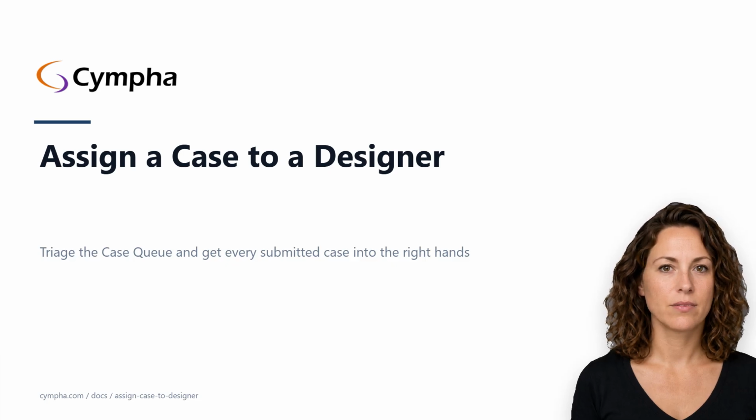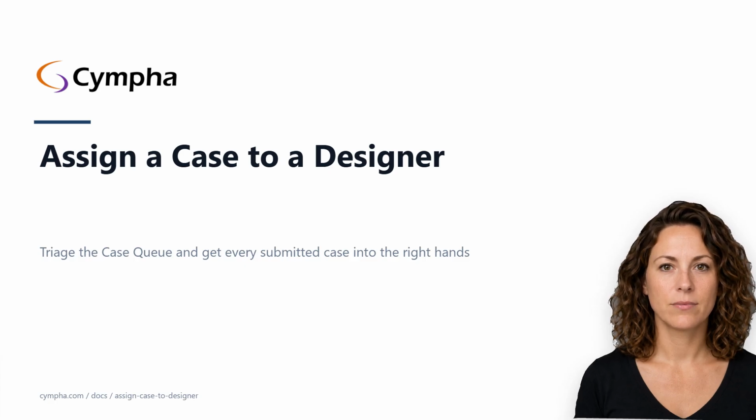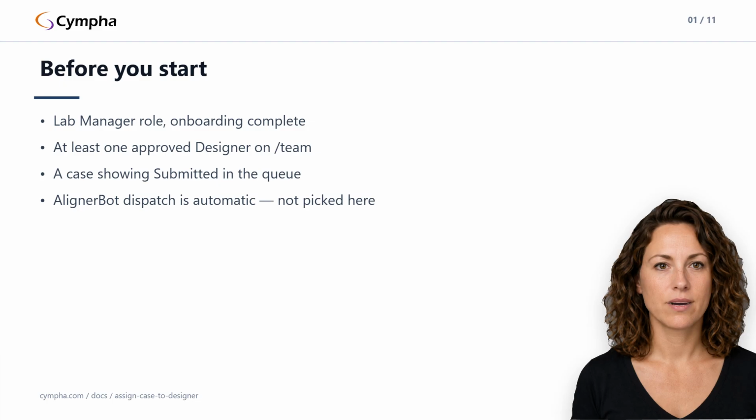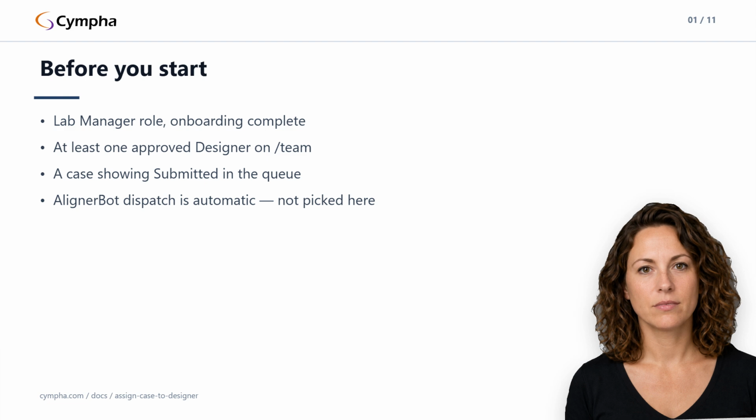Prerequisites first, because assigning without them is just moving paper around. You need the lab manager role on a lab whose onboarding wizard is complete. You need at least one approved team member with the designer role. Verify on the team page, where real designers show the designer badge with no pending approval note. If your designers are still pending, approve them first. Pending members can't receive anything.